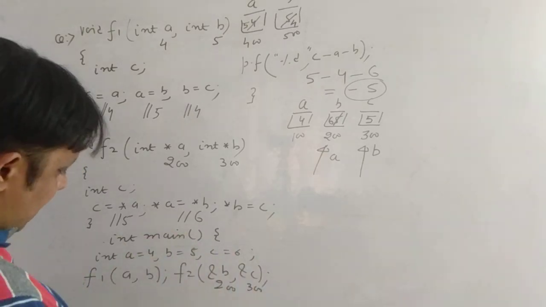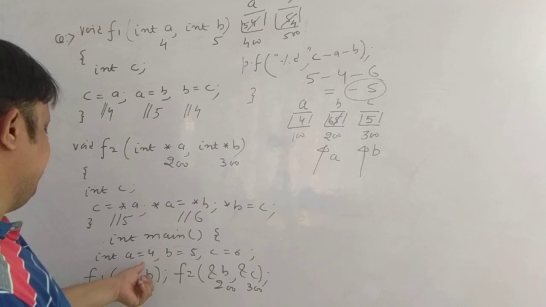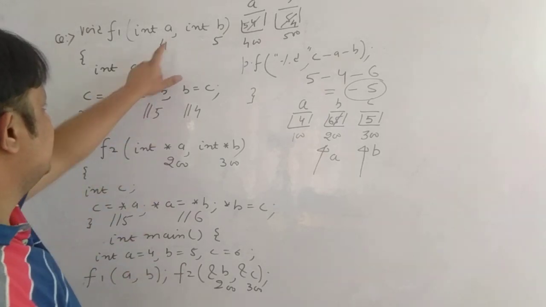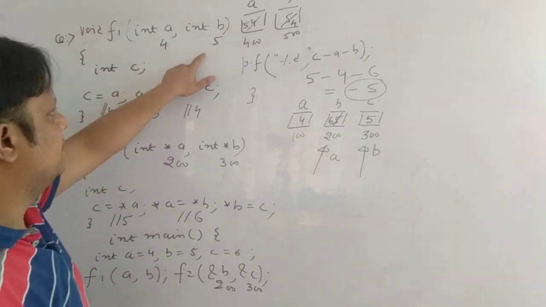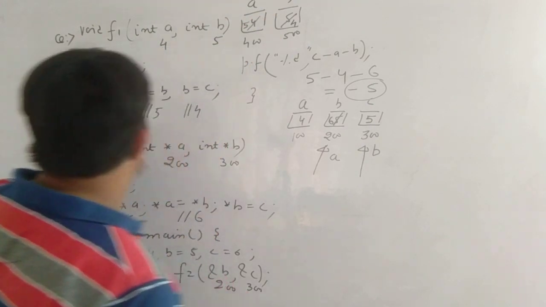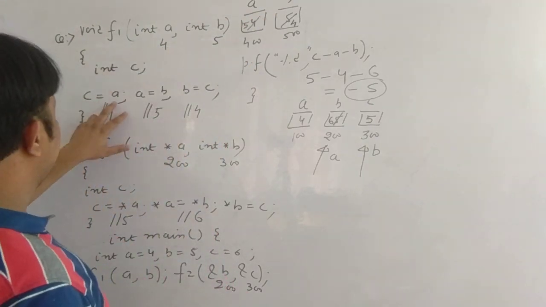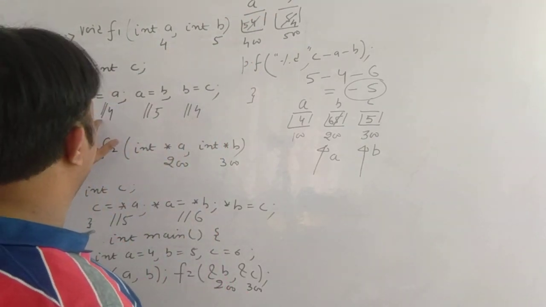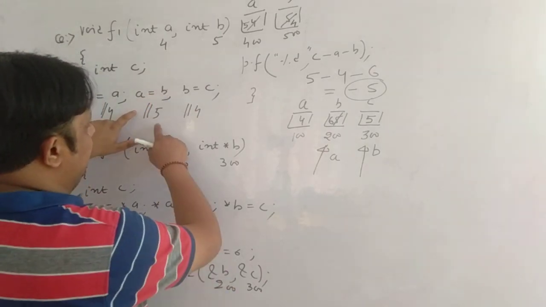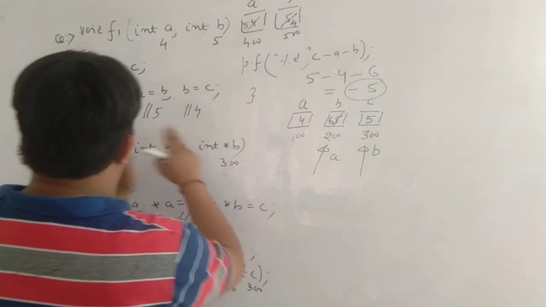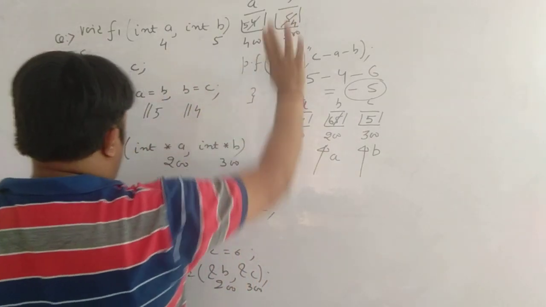I am passing, in main I am passing A comma B. Value of A is 4, B is 5. So value of A becomes 4 and B becomes 5. Now I am taking a variable C. C is equal to A. The value of C is 4. A is equal to B. The value of A becomes 5. B is equal to C. The value of B becomes 4. So this is the change.